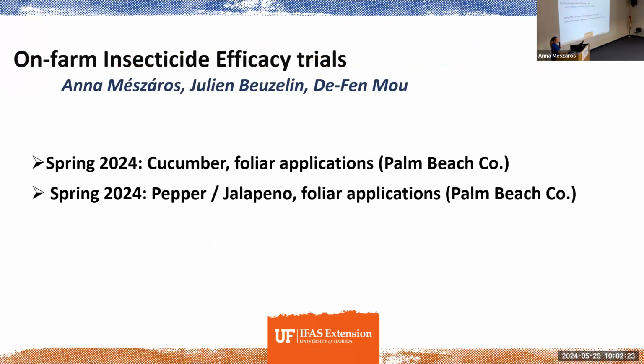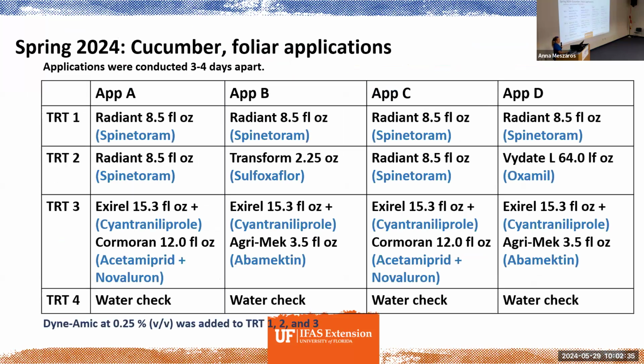We conducted a few insecticide evaluation trials on commercial pepper fields and cucumber fields. Why not on beans? Because the bean infestations were super low. Actually, we didn't have infestation on beans. So we had a cucumber and a pepper trial.